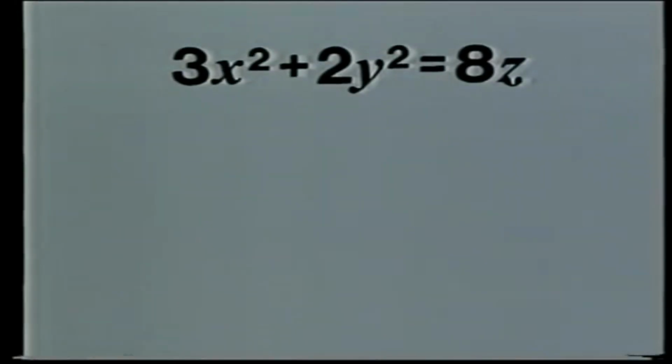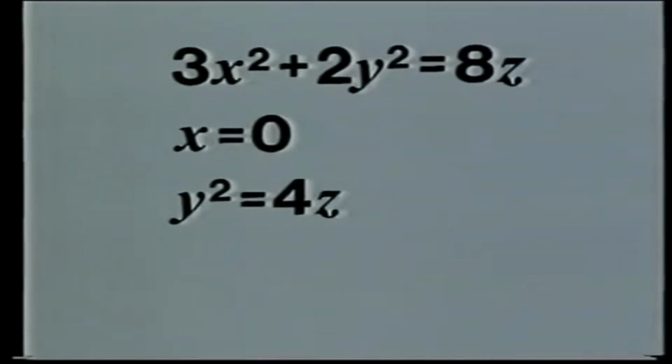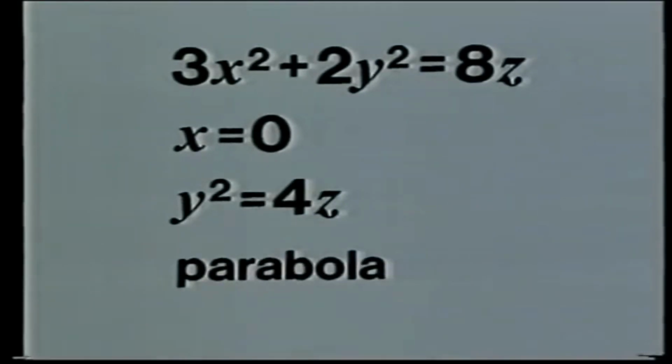So this is the case where a is 3, b is 2, and the coefficient of z is 8. And we can see what sort of surface this is by our technique of sectioning. So let's take the section x equals 0. That's a very simple one. And when we do that, we see that we've got a familiar equation. Well, it ought to be. It's the equation for a parabola. So we see that the x equals 0 section gives us a parabola.